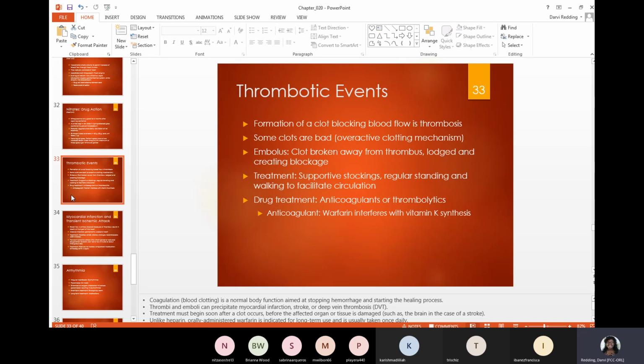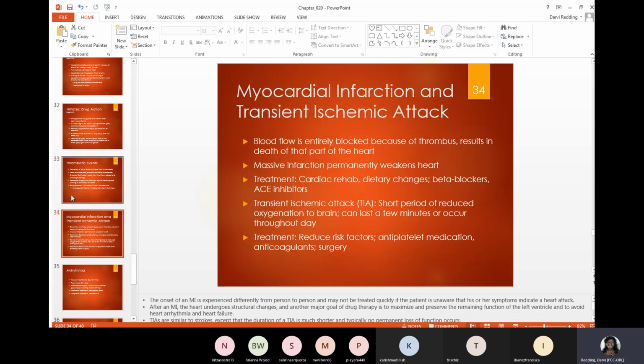So anytime you hear the term a person has had a stroke, that means they have had a blood clot to the brain. And anytime you hear of a person experiencing a heart attack, that means they've had a blood clot to the heart. So there is a difference between a stroke and a heart attack. In learning about the heart attack, remember myocardial infarction is the medical term for a heart attack, and a stroke would be like a transient ischemic attack.